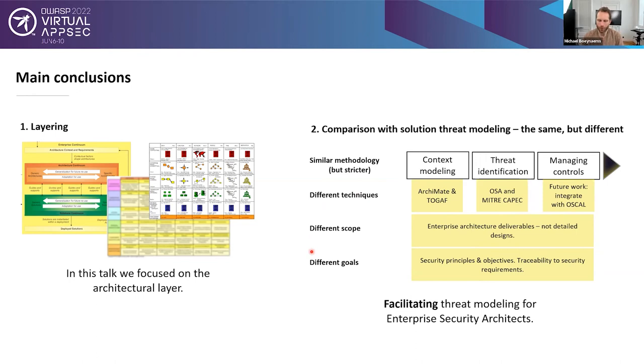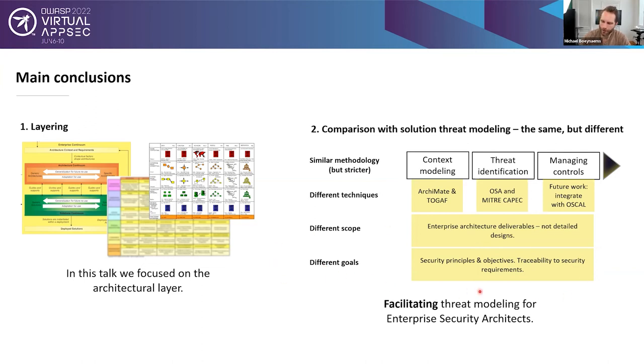Again, for me, the main difference is the scope. So we focus here on enterprise architecture deliverables. We're not focusing on detailed design. What do I mean with enterprise architecture deliverables? It's reference architectures. It's architectural patterns that we actually want to assess, that we want to threat model before we validate them for generic use in an enterprise.